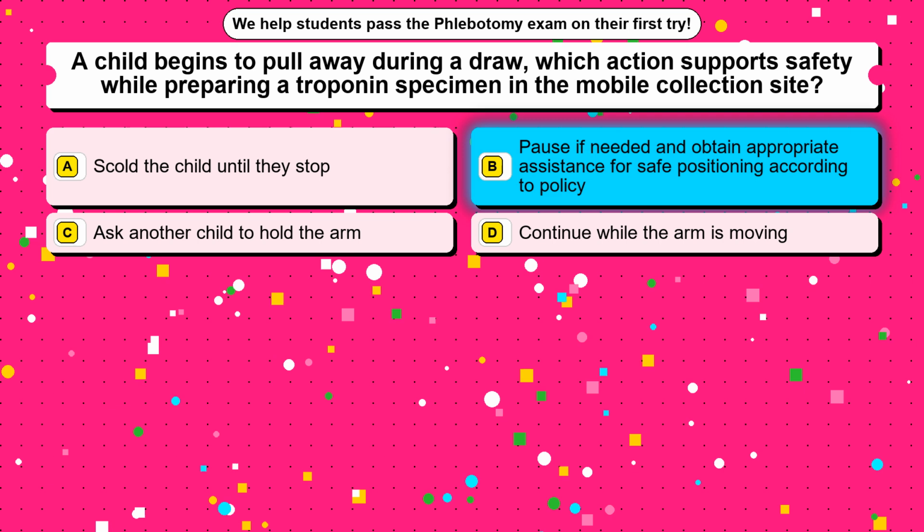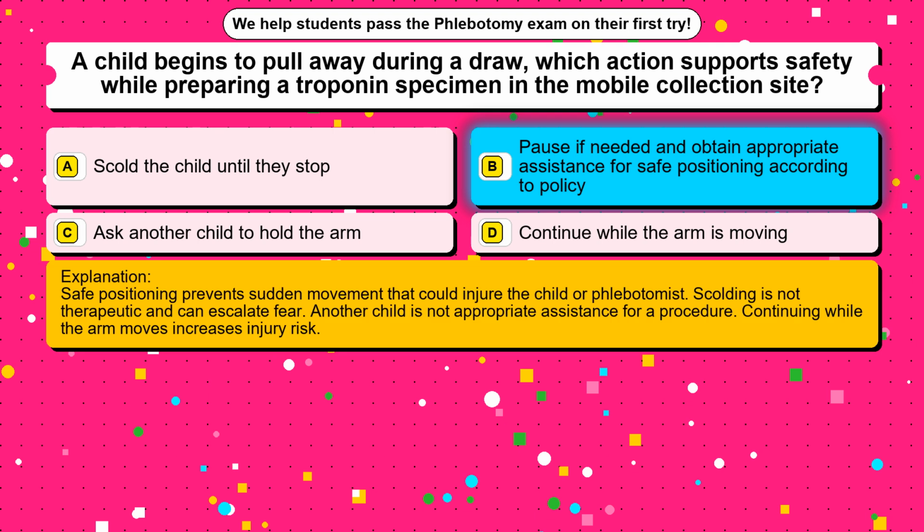The correct answer is option B. Pause if needed and obtain appropriate assistance for safe positioning according to policy. Safe positioning prevents sudden movement that could injure the child or phlebotomist. Scolding is not therapeutic and can escalate fear. Another child is not appropriate assistance for a procedure. Continuing while the arm moves increases injury risk.